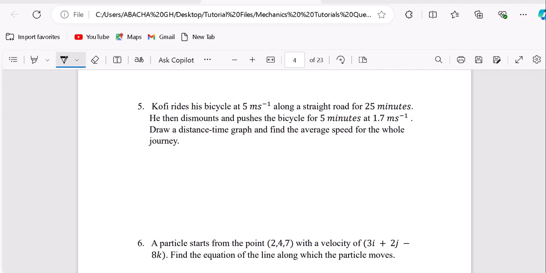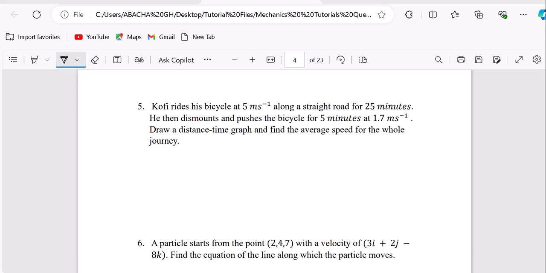Okay, we look at our third video in the series. They said that Kofi rides his bicycle at 5 meters per second along a straight road for 25 minutes. He then dismounts and pushes the bicycle for 5 minutes at 1.7 meters per second. Now they are saying that we should draw a distance-time graph and find the average speed for the whole journey.